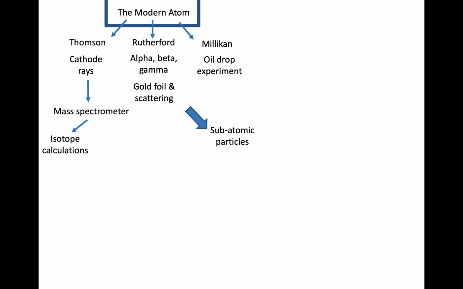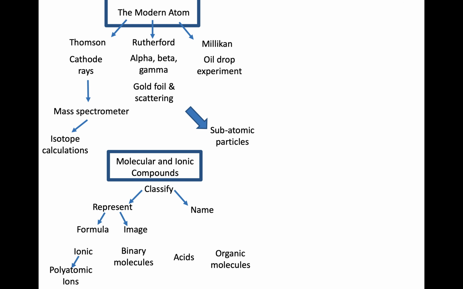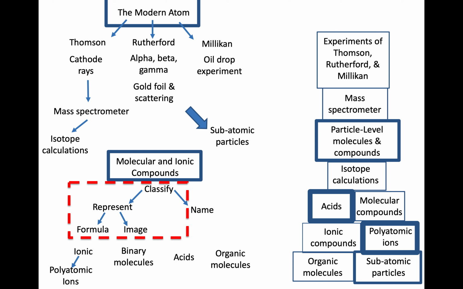So at the start of the chapter, we begin by looking at various subatomic particles, and then in the second half of the chapter, we're looking at molecular and ionic compounds. In this video, we're interested in different ways of classifying compounds as molecular or ionic and how we might represent them using a formula or some kind of figure or particle representation.